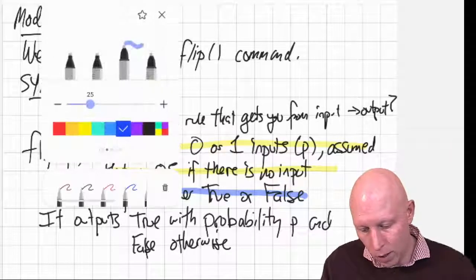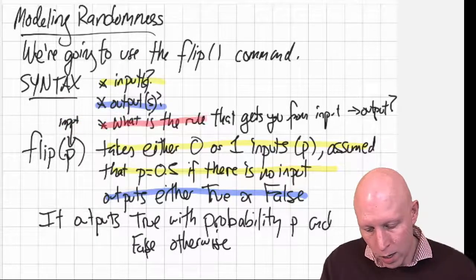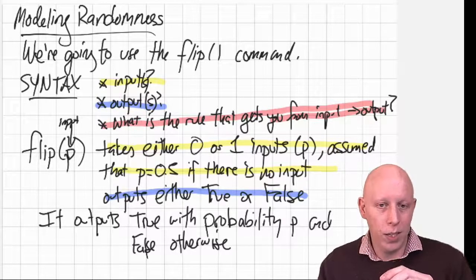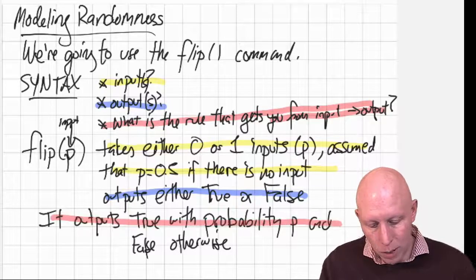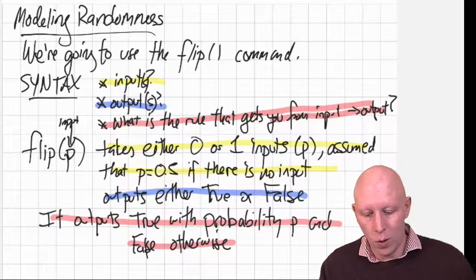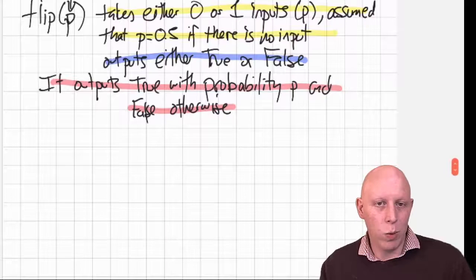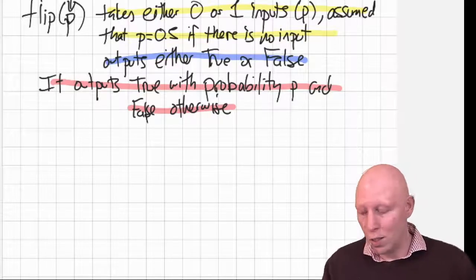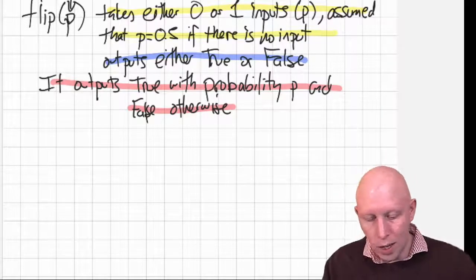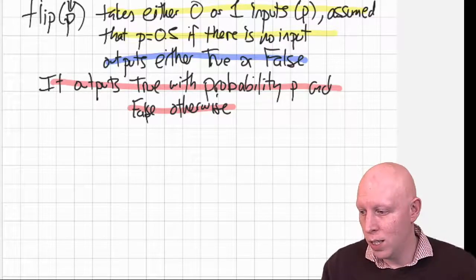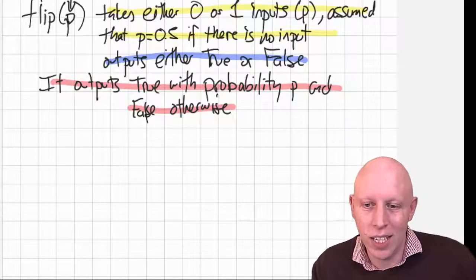So this is the last part, which says, what's the rule that gets you from input to output? Well, you put in a number, and then it's going to output true with probability p and false otherwise. So if p is equal to 0.5, then half of the time it's going to give true, half of the time it's going to give false. That's what this is saying. Let's run some code just to look at this. So flip of 0.7. Let's run that. Hey, true. Oh wait, sorry, you can't see that. Haha, start over.